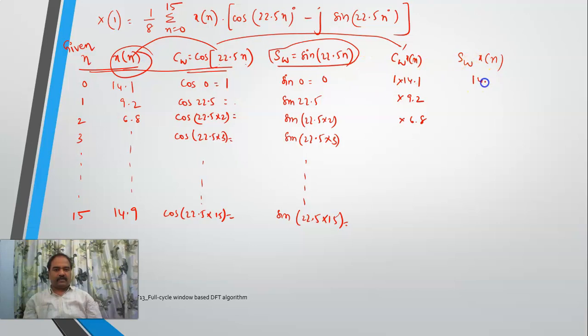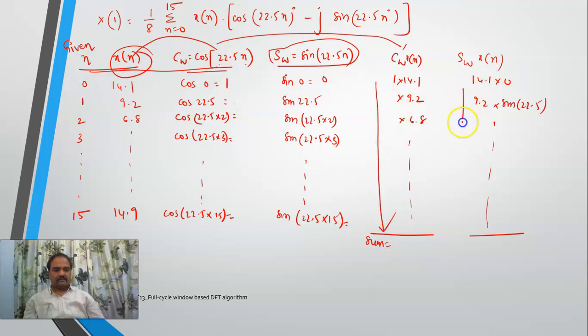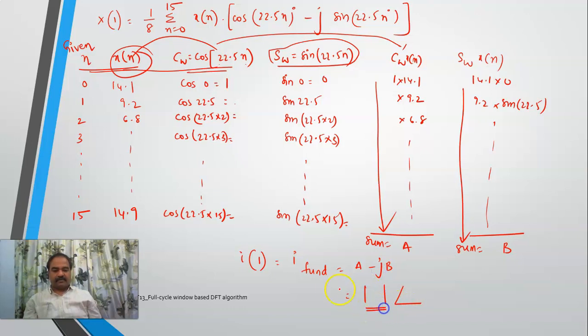So 14.1 into 0, 9.2 into whatever value you have got here. Like that I'll be doing for my entire set of values. Once I get that, I'll take the sum of all these things. Let us suppose I get A and B, so my I of 1, which is my I fundamental, is equal to A minus jB. If I take the magnitude and this is the angle, this is the magnitude of I fundamental and this is the angle of my I fundamental.